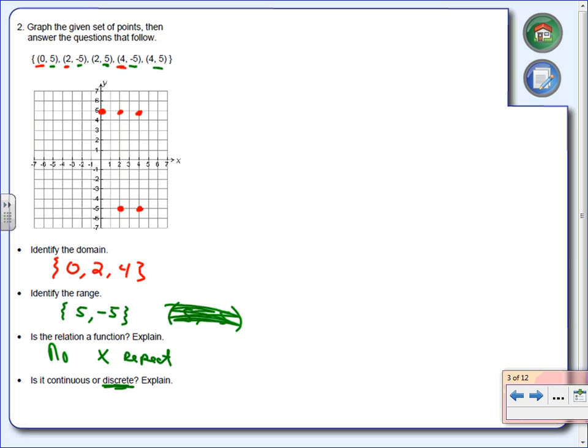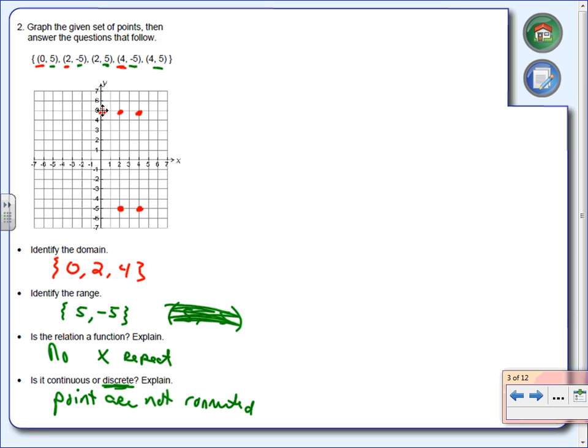And why are we going to call it discrete? That's right. Points are not connected. And remember, guys, if it says explain, make sure you're doing the explain. If all you do is put yes or no, I'm going to make sure I count it wrong. Got to give me the explanation.